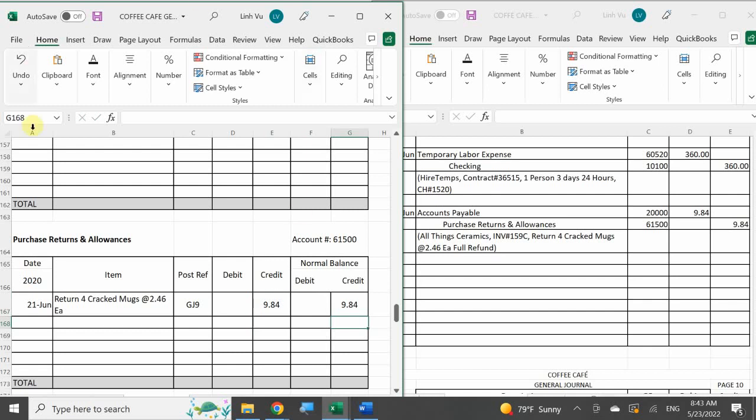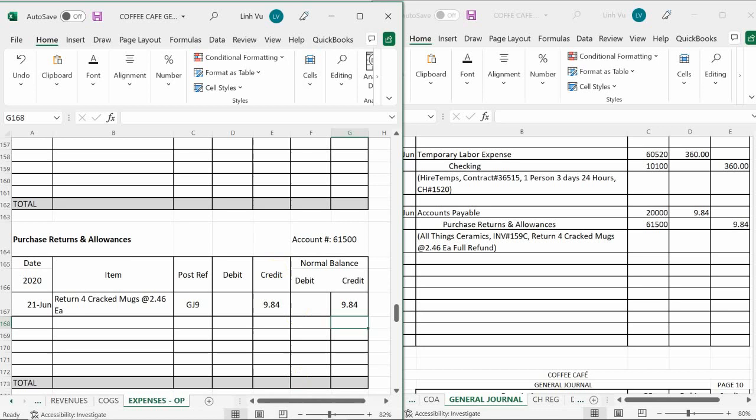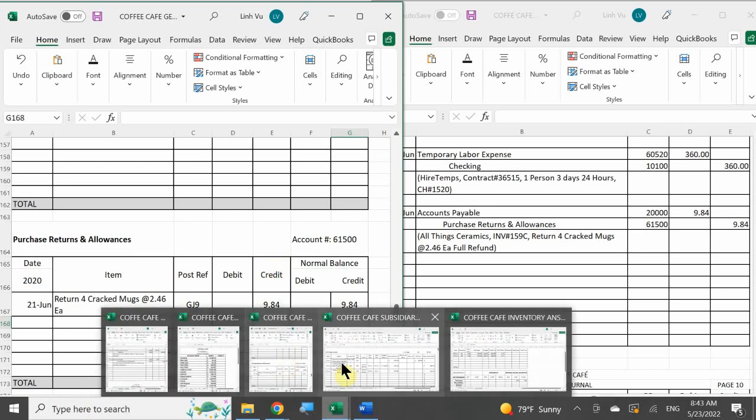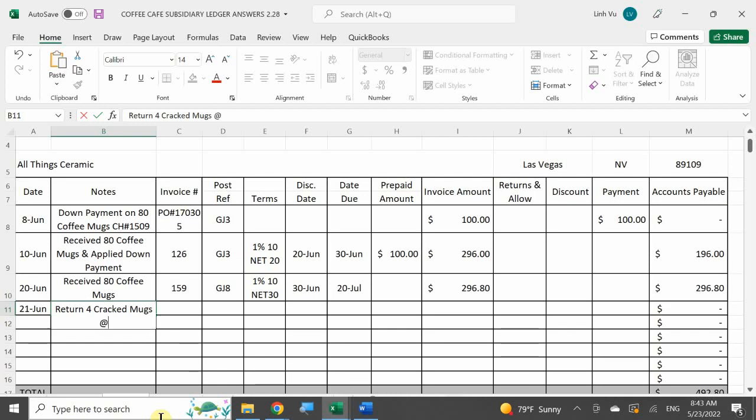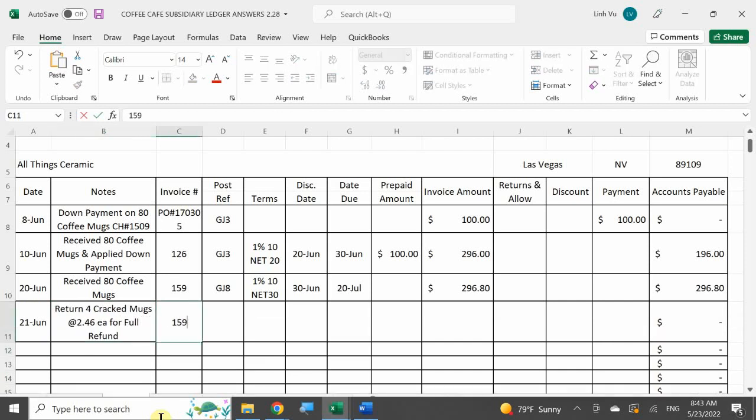Okay. So now that I have this, I can now go to my subsidiary ledger to update that I got a refund. Here, we're already at All Things Ceramics. Return for cracked mugs at $2.46 each for full refund. Okay, what is this? 159 credit. Proceed.